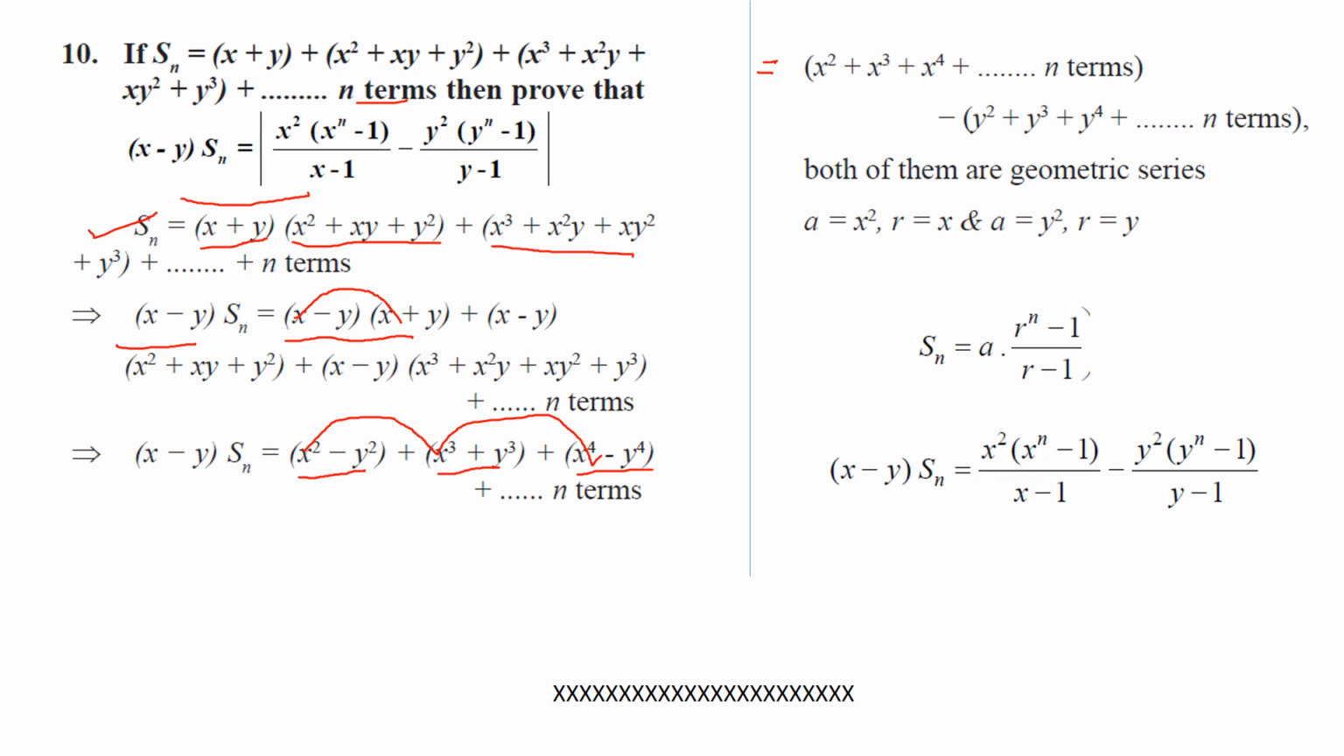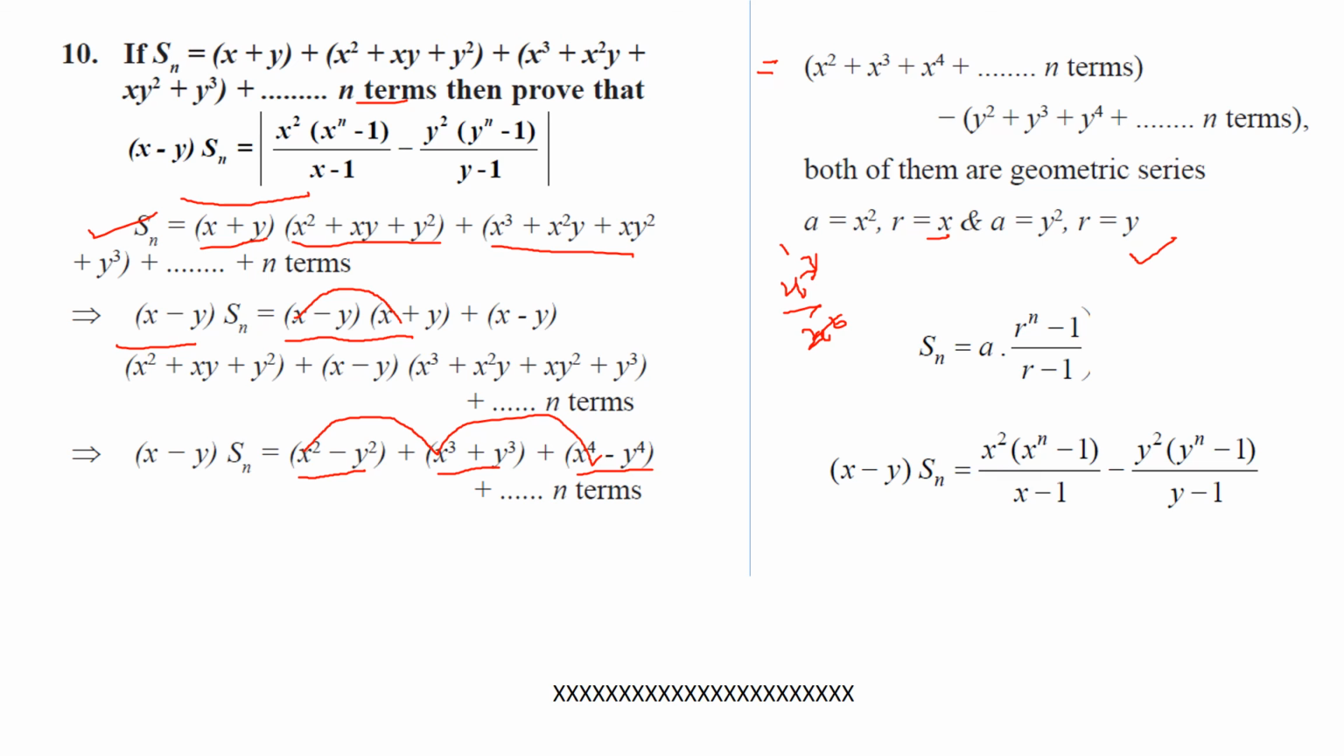Here it is a geometric series, therefore you can write a is x squared and r is x cube by x squared. X cube by x squared, cancel means 1 is there, so r is x. And next also a equal to y squared, r equal to y cube by y squared is y.